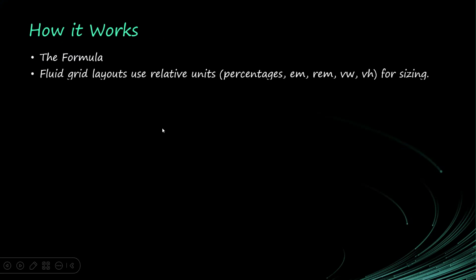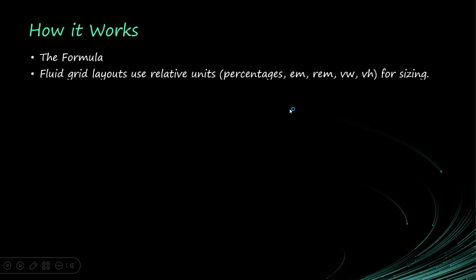All right. So now, fluid grid layers use relative units: percentages, EM, REM, VW, VH for sizing. You can see that we use percentages. We'll also show you how to use font size.